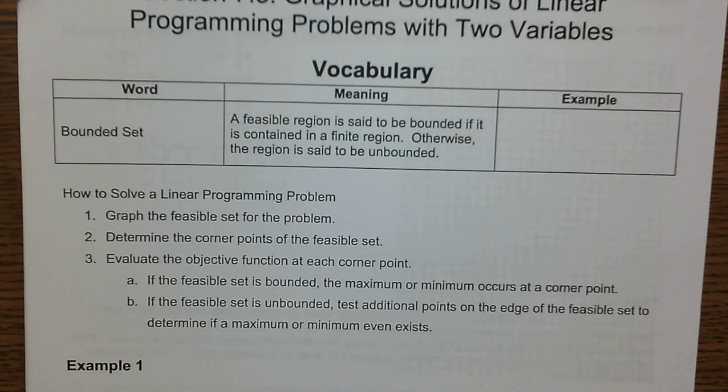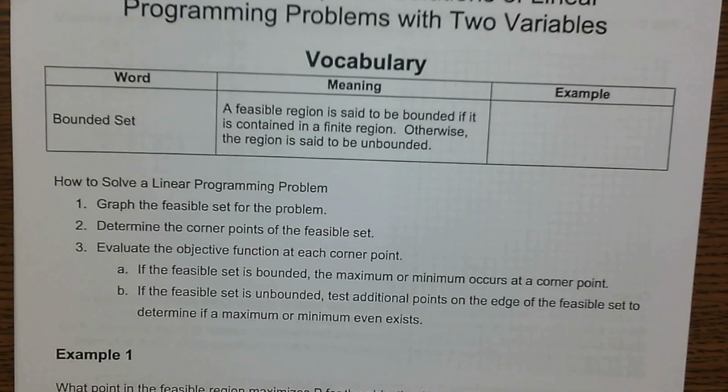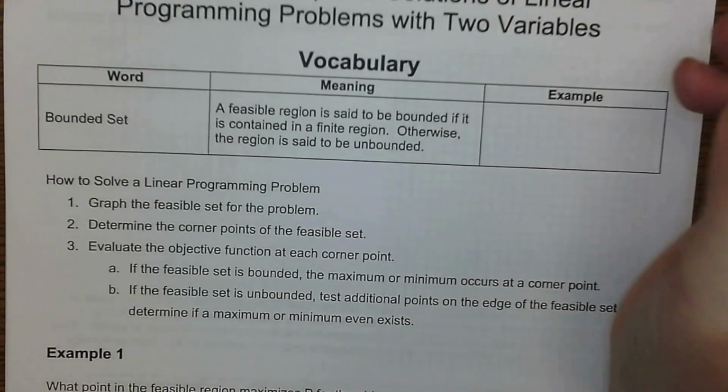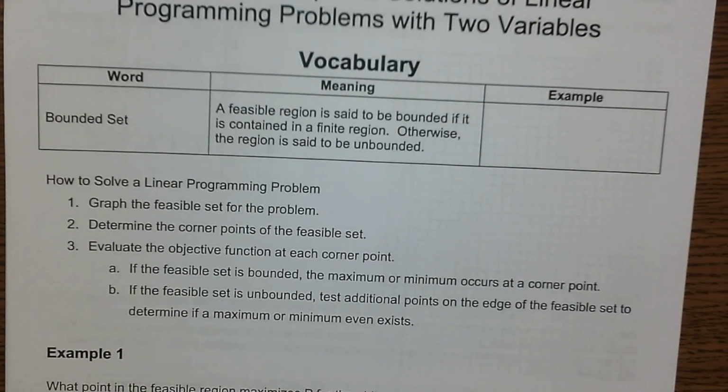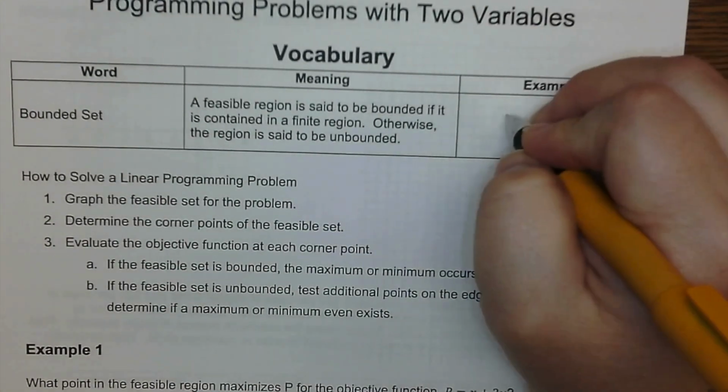Section 7.3, graphical solutions of linear programming problems with two variables. Okay, we have one vocab word this section, and it is a bounded set. A bounded set is a feasible region. It's the shaded area of your graph if it has a boundary on all of its sides. If it doesn't have a boundary on one of its sides, then it is said to be unbounded.